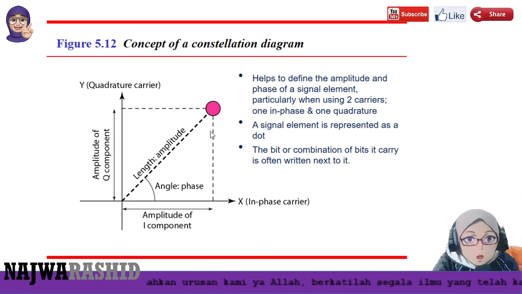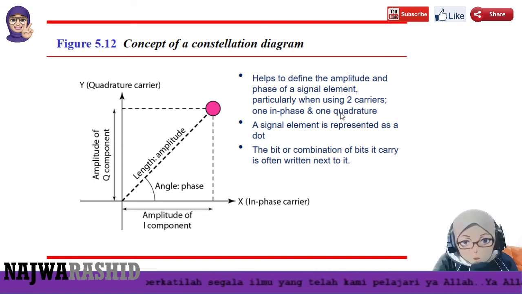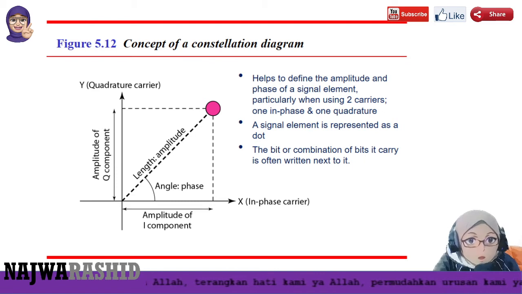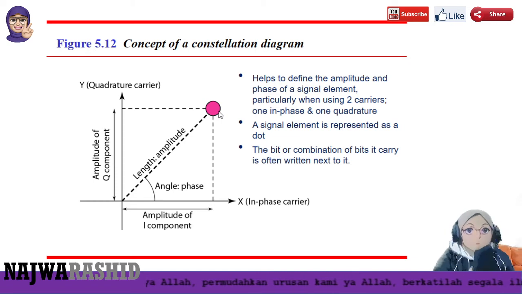Okay, when using two carriers, one in-phase and one quadrature, a signal element is represented as a dot. This one dot is the signal element, and the bit or the combination of bits it carries is often written next to it. Okay, this one refers to the signal element.